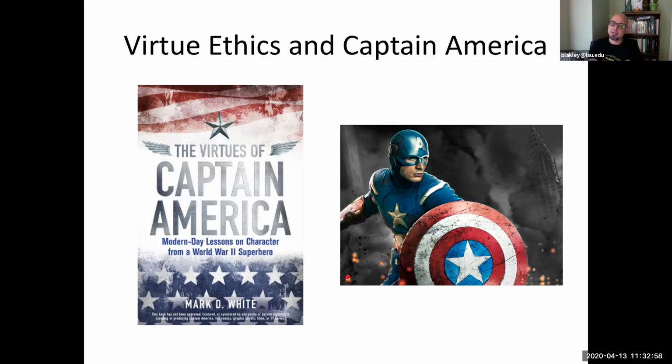And the reason they pick him to give him the serum, to turn him into Captain America, is because the serum enhances what's already in the person, right? And so they needed to pick a good person so that would be enhanced rather than an ill-tempered person. Otherwise, they give them the serum, you end up with a bad guy. Right? So there's a book by Mark White that talks about the virtues of Captain America from a virtue ethics standpoint.